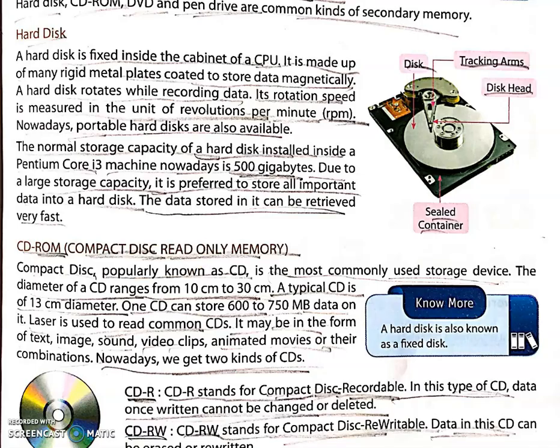The normal storage capacity of a hard disk installed inside a Pentium Core i3 machine nowadays is 500 gigabytes, 500 GB. And due to its large storage capacity, it is preferred to store all important data on the hard disk. The data stored in it can be retrieved very fast. So that means it is also non-volatile in nature.